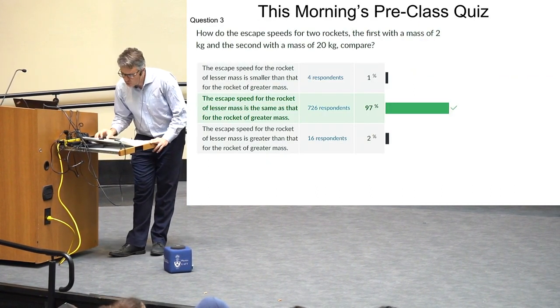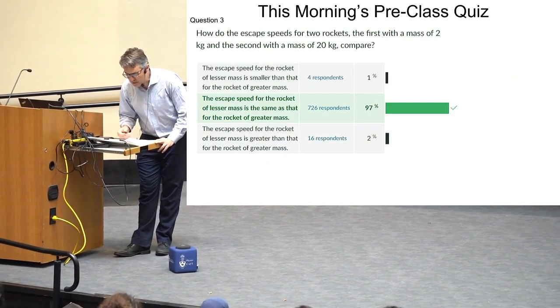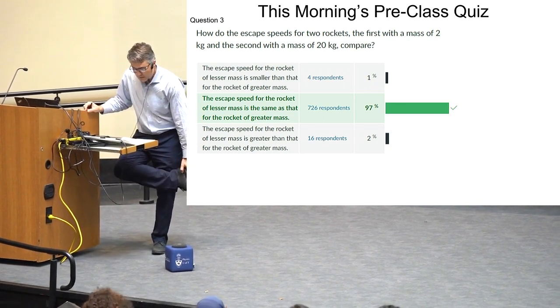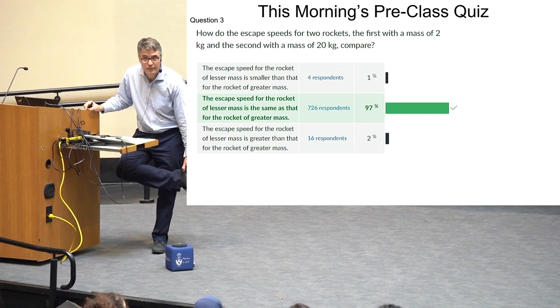How do the escape speeds for two rockets, the first with a mass of 2 kilograms and the second with a mass of 20 kilograms, compare? The escape speed for the rocket with the lesser mass is the same as that for the greater mass. It doesn't depend on mass.